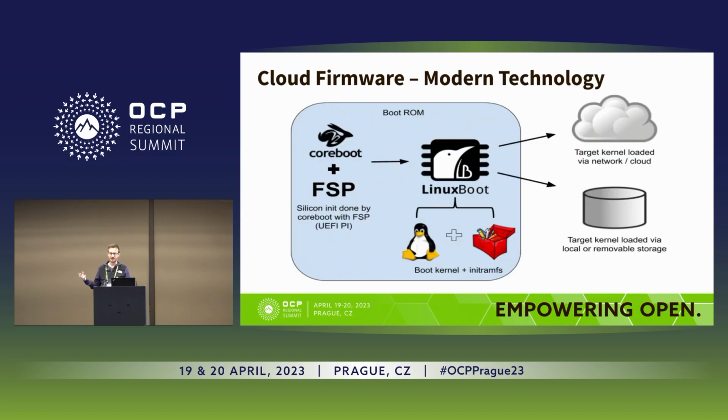What does it look like technically under the hood? Cloud firmware is basically coreboot and Linuxboot running on your system. I'm not sure how familiar you are with the concept, but coreboot is an open source firmware project, and we take coreboot and combine it with a set of binaries from Intel called the Intel Firmware Support Package, which are used for some silicon initialization. Once coreboot is done with all the hardware initialization, we jump to the Linux kernel, which is baked into the firmware image, and there you have a set of tools from which you can boot into your target OS.